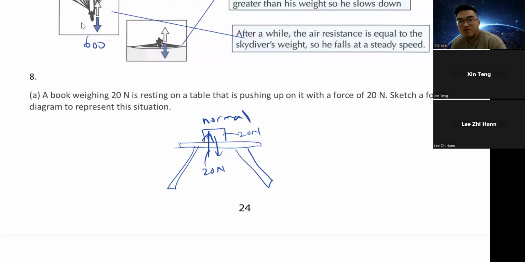Normal is like a reply. You push me 300, I push you back 300. You hit the wall with 600, then you're pretty strong. Okay, the wall will slap your hands back. That's why it feels painful. This is called Newton's third law. That means however much force you act on an object, the object will push you back with the same amount of force.